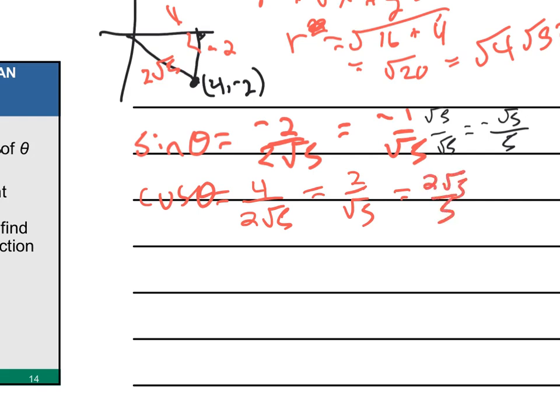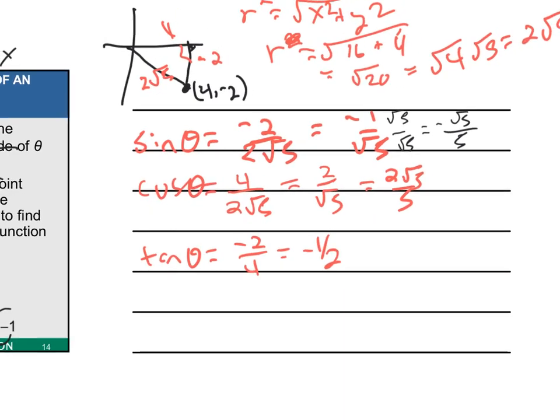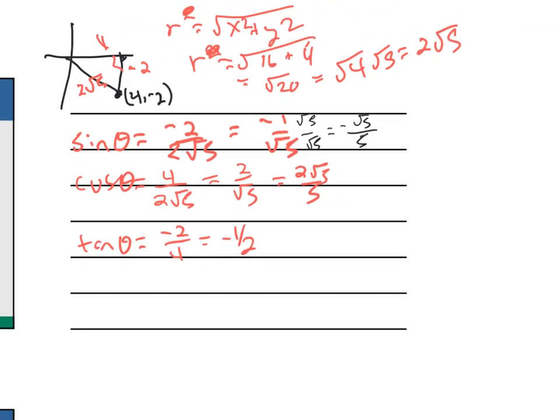Perfect. Tangent of theta would be my y over x. That's harder, isn't it? What's my y? -2. What was my x? 4. That reduces to what? Perfect. You're doing good, guys. You're doing really good. Let's do cosecant of theta.